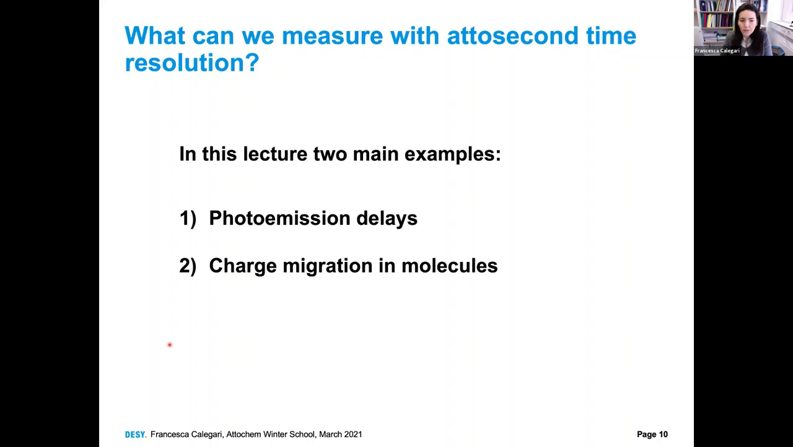So attosecond technology can be used indeed to measure the time required for an electron to be photoemitted. And this encodes very important physical information. The second example I will give you is an example of a physical process which has been of large interest in the last decades, I would say, in the attosecond community. And this is the charge migration mechanism occurring in suddenly photoionized molecules, which could also be relatively large molecules.